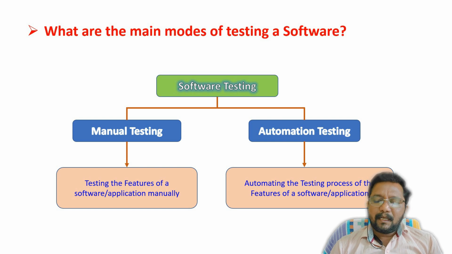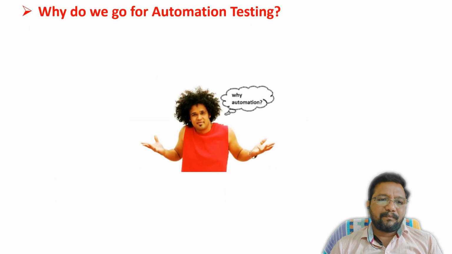Next, the second important question: why do we go for automation testing? This is very important. When manual testing is available, why do we go for automation testing? There are a couple of reasons why we choose automation testing. Among those, I would like to speak about a few important reasons for choosing automation testing.